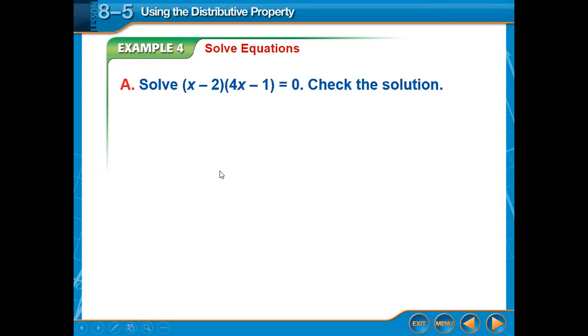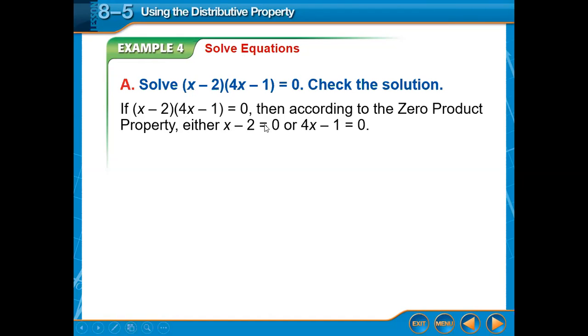Well, the first misconception is, well, then x equals 0. That doesn't work. So you put 0 in for x, 0 minus 2, not 0. And 4 times 0 minus 1, not 0. So x doesn't equal 0, but the parentheses, the entire thing equals 0. So we use that zero product property to say that one of those binomial parentheses, either x minus 2 or 4x minus 1, has to equal 0.